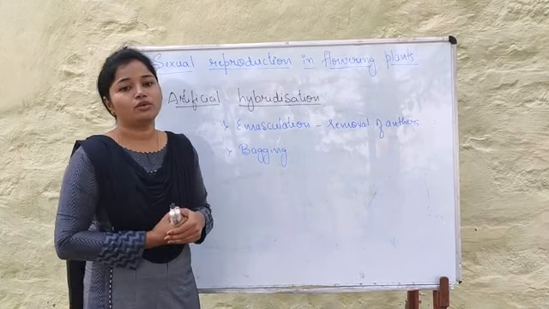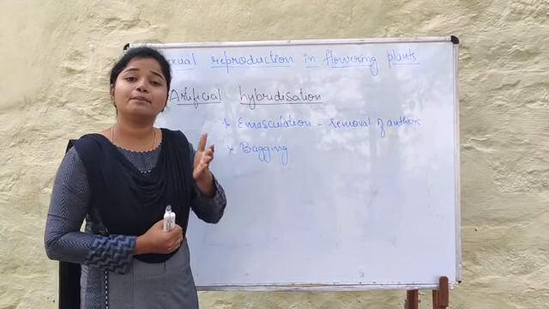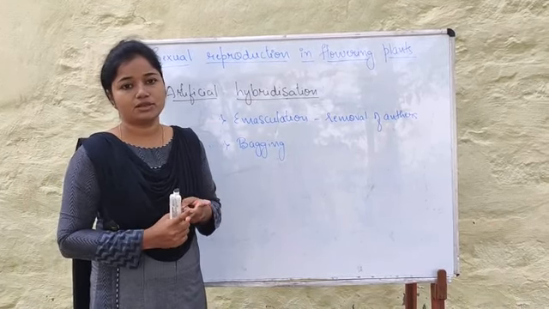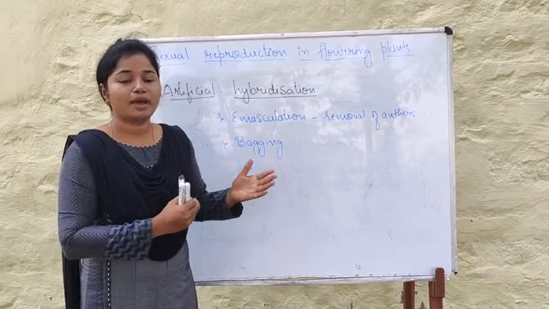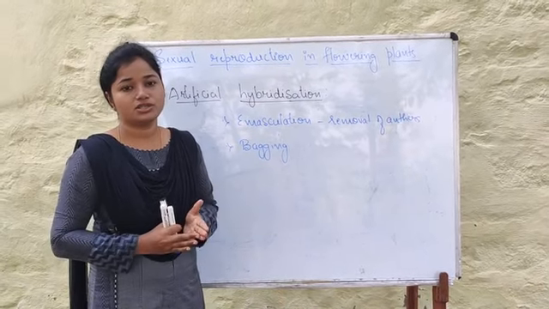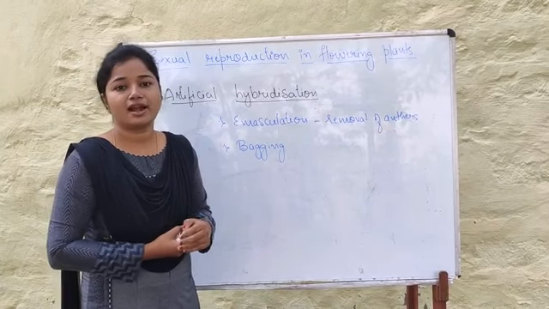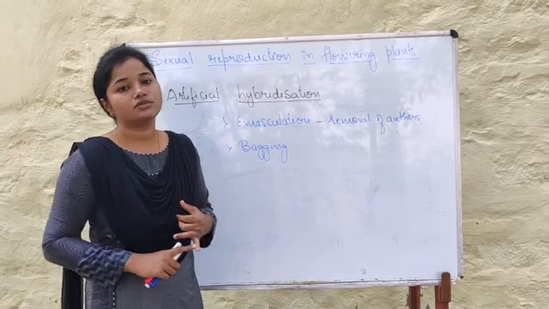So till now we have discussed only the pre-fertilization events, which involve gametogenesis and gamete transfer. Gametogenesis means microsporogenesis and megasporogenesis. Gamete transfer means pollination. In the next class we will be discussing fertilization and the post-fertilization events.